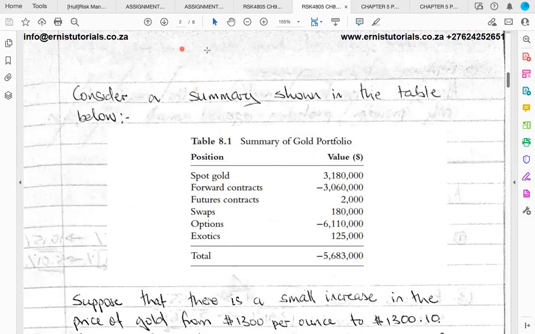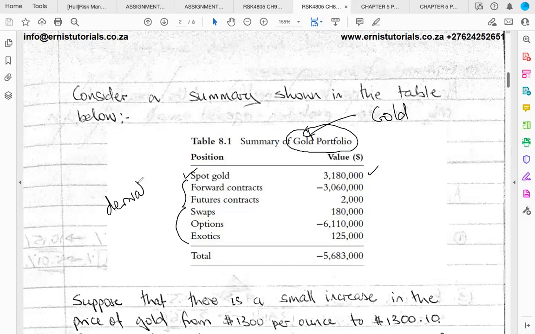So to explain what we mean by the underlying asset, let me give you an example of a particular portfolio. Consider you're a trader working at a particular financial institution, a bank, and let's say you have a gold portfolio. In this case, the underlying asset would be gold. In this portfolio of gold, we have spot gold, which means that we actually have gold in our portfolio. And let's say that gold is worth 3,180,000.